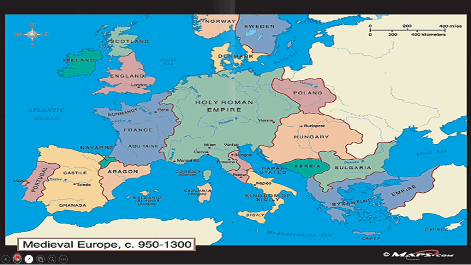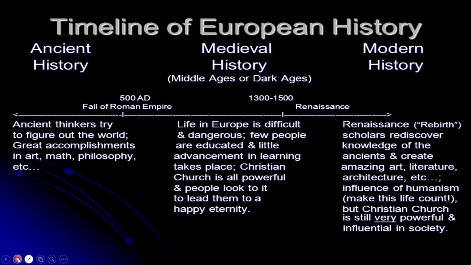So look at this map. You can see the Roman map of Europe, and how Europe looked during the medieval period. In the period from 950 to 1300, the European continent looked like this, and after that a lot of changes happened in the medieval period.